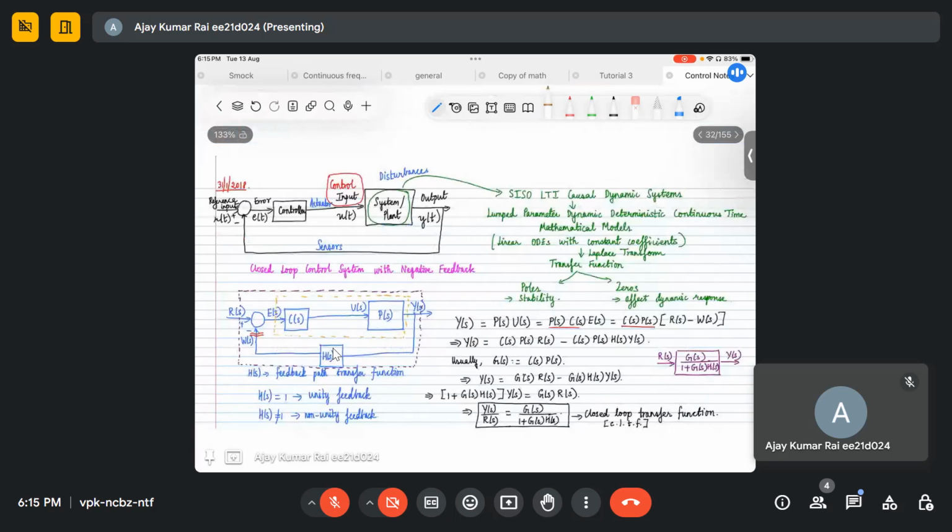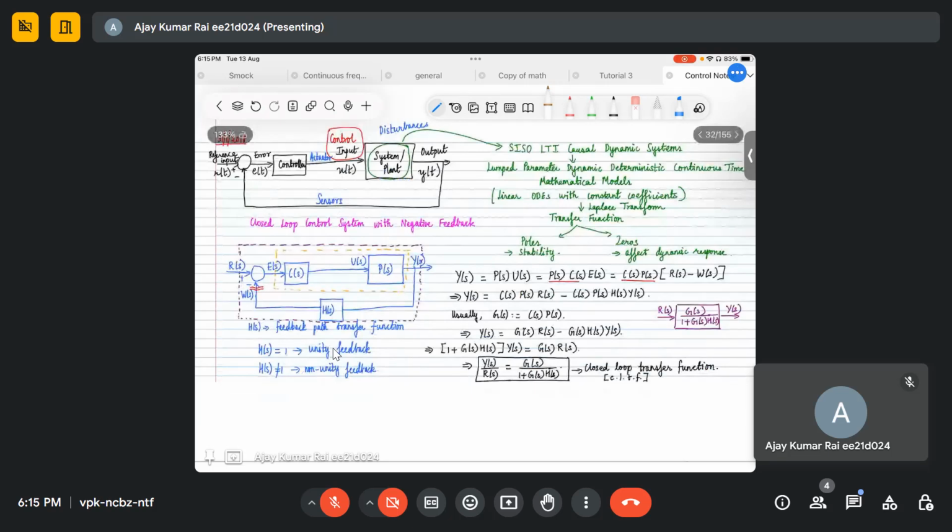In week 1 and week 2, we mostly studied the system, the type of system and all this. Now we are considering the closed loop system, the SISO LTI causal dynamic system that we have studied. So we are closing the loop here.